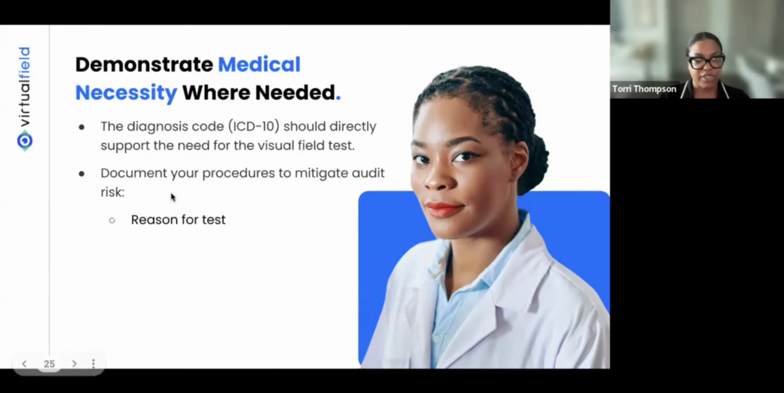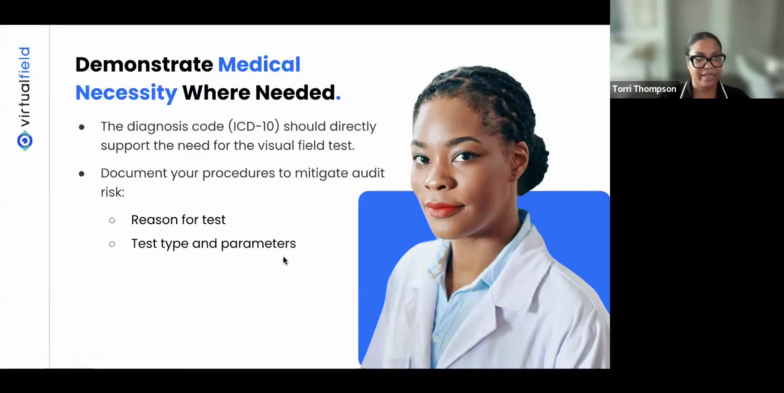One is the reason for the test. You need a clear indication for the medical necessity of the test. You have to link it to the patient's chief complaint, their diagnosis, or a follow-up plan. An example of this may be the patient presented with an elevated IOP, test aims to rule out glaucoma.